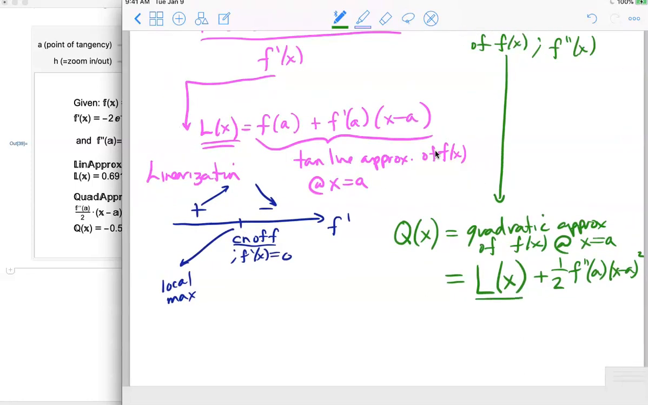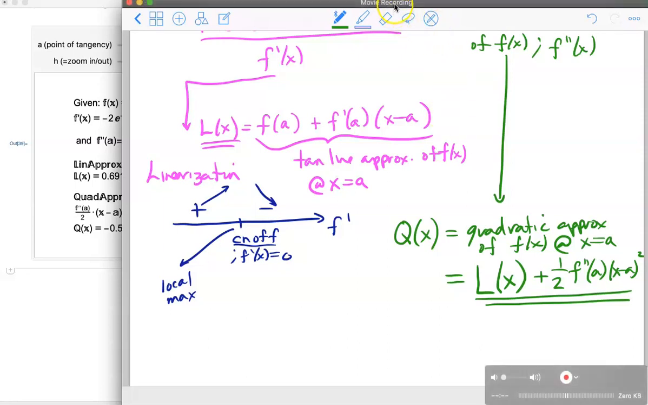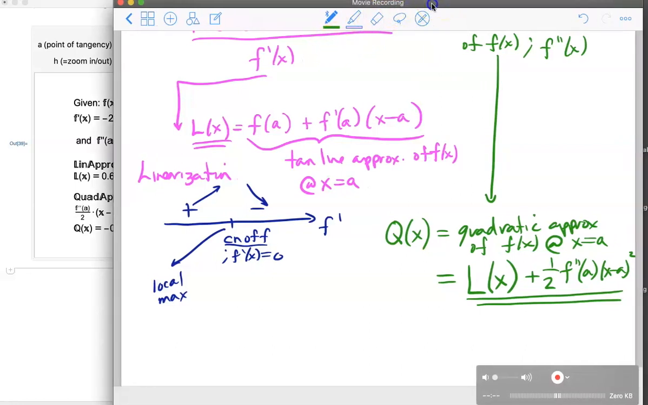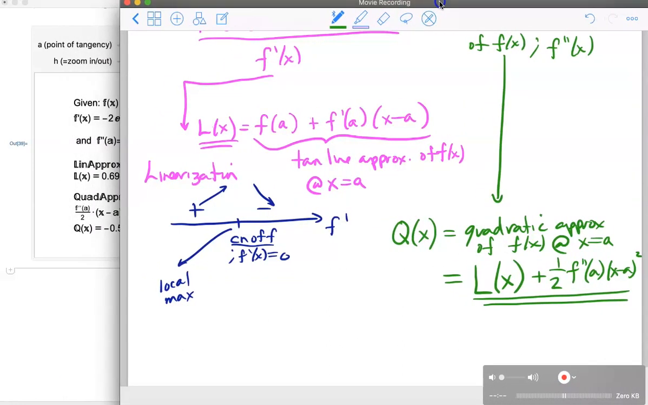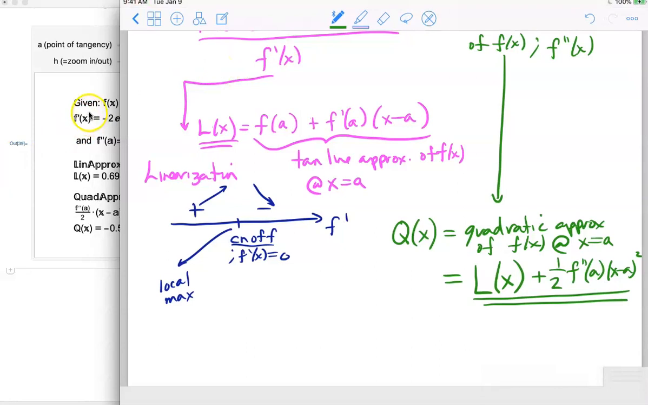So this formula right here is the formula for the quadratic approximation, and you should be able to plug in everything you need to figure it out. I wanted to show some pictures of what the quadratic approximation looks like, and then we will try to do an example computing its formula.